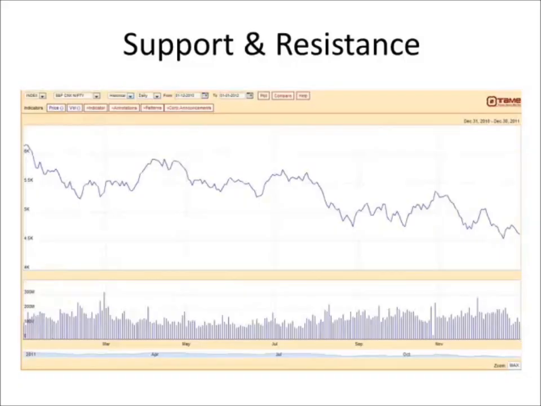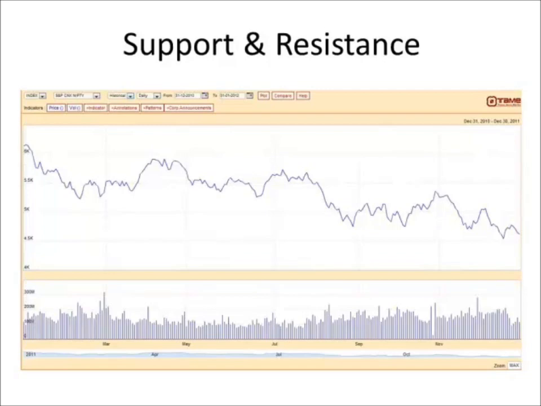Support and resistance. Now here we have the same graph that we had before when we looked at Dow theory. So what I would like to do is show you how to identify support levels and resistance levels on this graph.